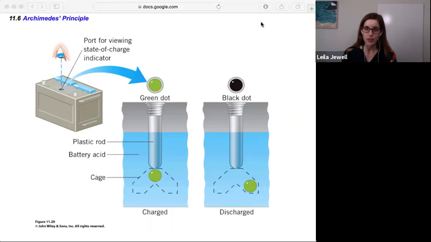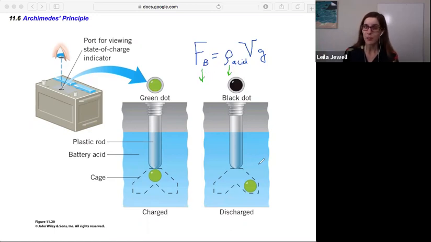We know that the buoyant force is equal to the weight of the displaced fluid. So it's equal to the density of the fluid, which in this case would be the density of the battery acid, times the volume that is displaced, which would just be the volume of the ball, times g. So guess what? As time passes, the battery acid's density drops. It starts to lose its charge. So as that drops, the buoyant force is also going to drop.